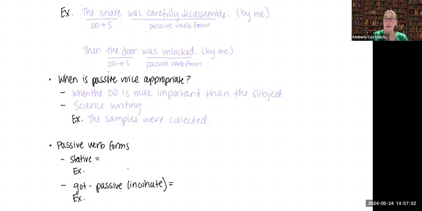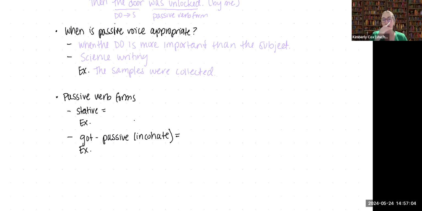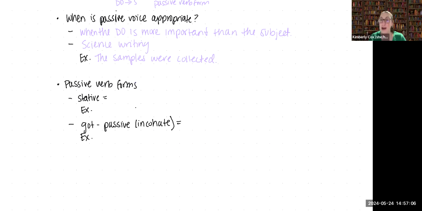Lastly, I want to talk about some passive verb forms. There are two main types of passive verb forms, the stative and the inchoate, which is also talked about as the got passive. So I'm just going to explain what those are. Once again, I'm not super concerned with you remembering all of the terminology. I just want you to know that it exists, what's significant about it all, and kind of where it comes from, so that if you ever need to look it up, you can.